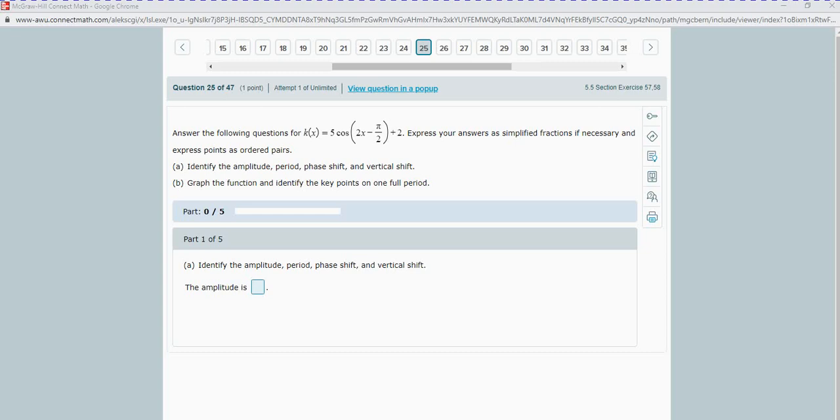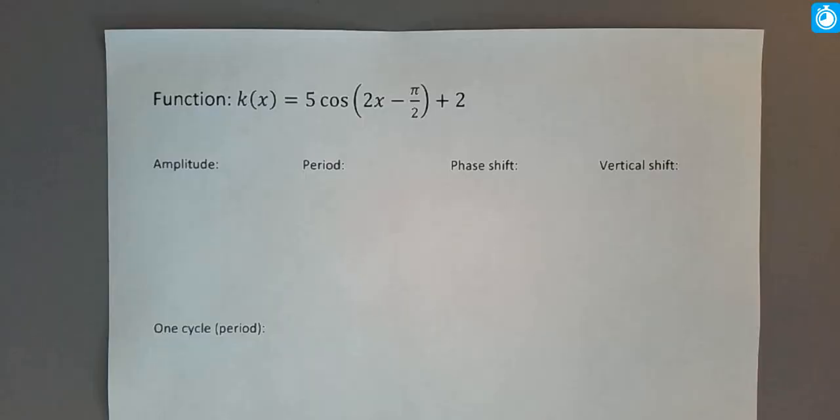So we're going to start with those key attributes, and then we'll generate our graph on paper. We'll translate that into the homework system. So let's do everything on paper first, and then we'll translate that back into the other system. So here's the function. I have it written down. Let's start with all of our key attributes, all of these things that will be reflected when we graph this function.